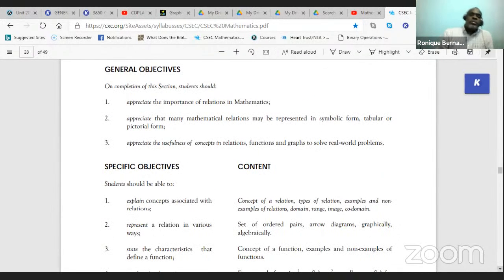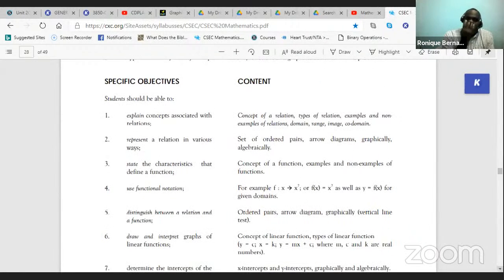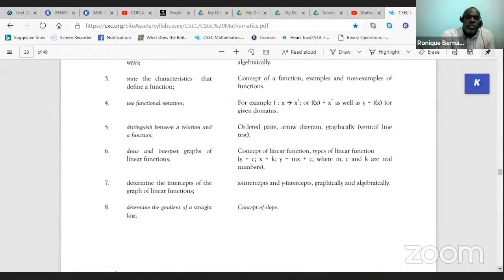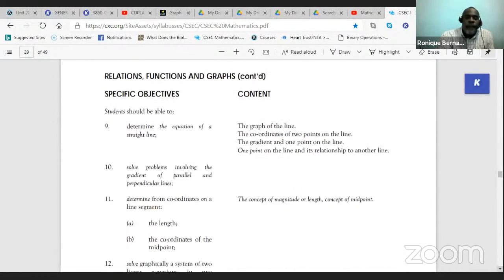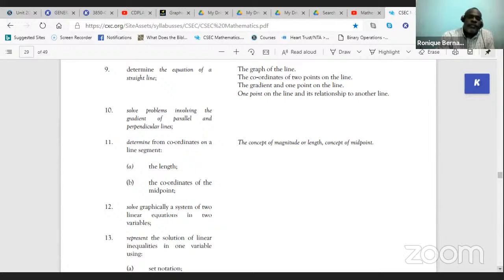Now, the videos will cover objectives 1, 2, 3, up to 6. We have done objective 7. We have done objective 8. We have done objective 9. We have done objective 10. We have done objective 11. We have found the length. I believe we have found the length.